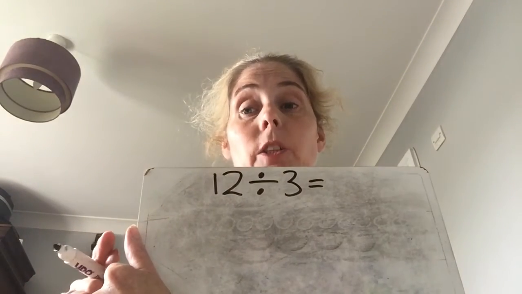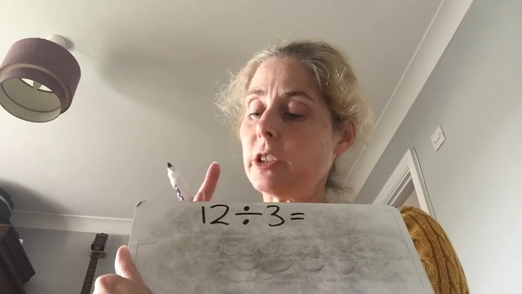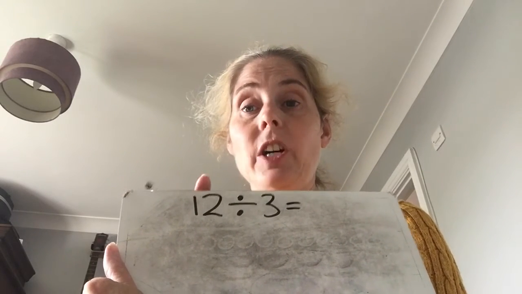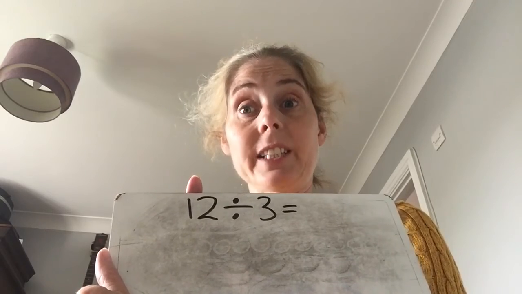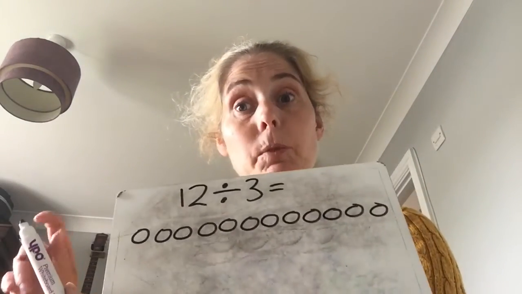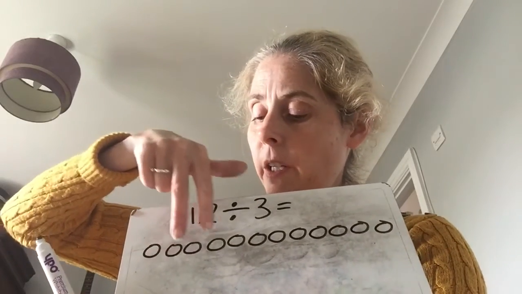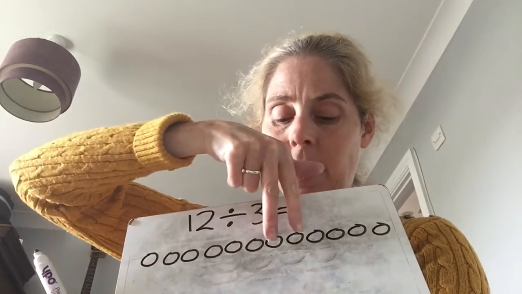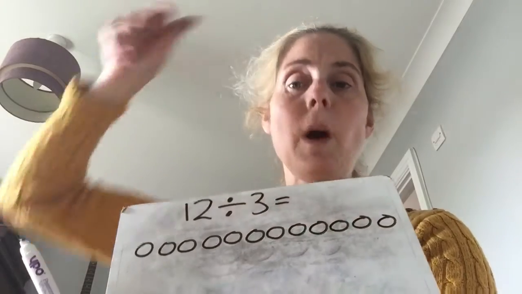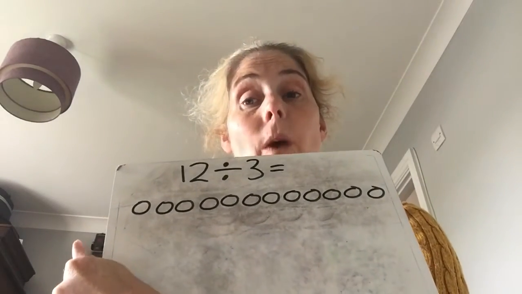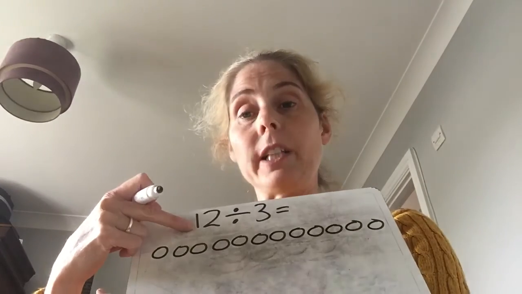I'm going to show you how to do it now. So remember, we take the first number, the biggest number, and that's how many circles we draw. So I'm going to do 12 circles. 1, 2, 3, 4, 5, 6, 7, 8, 9, 10, 11, 12. There's my 12 circles. I'm going to double check by counting them. 2, 4, 6, 8, 10, 12. So I've got 12 circles, so I know I've got the right amount.